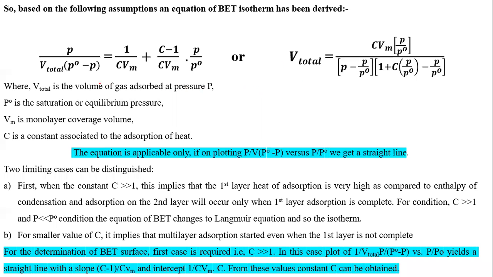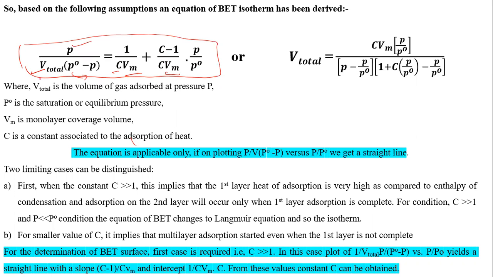So these are the assumptions, and based on these assumptions, the equation of BET has been derived, and this is the equation in which all these required parts are used. That is, P here is the pressure, V is the total volume, P naught is the saturated equilibrium pressure, C is the constant, and Vm is the monolayer volume, when one layer is completely occupied by the gaseous molecules.